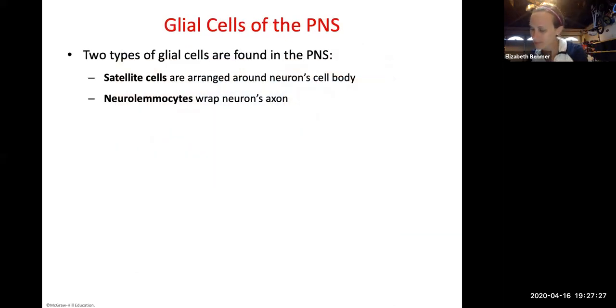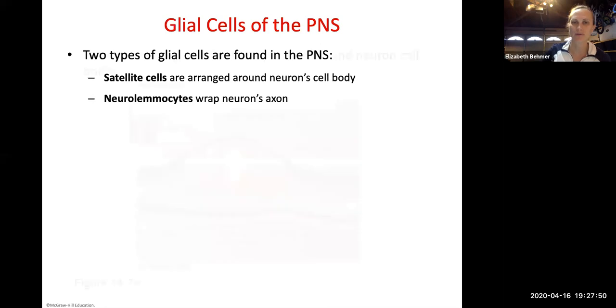Okay, and we answered number 8, so I think we just have number 12. So then we'll look at the 2 types of glial cells found in the peripheral nervous system. Satellite cells are arranged around the neuron's cell body, and the neurolemmocytes wrap the neuron's axons in myelin.